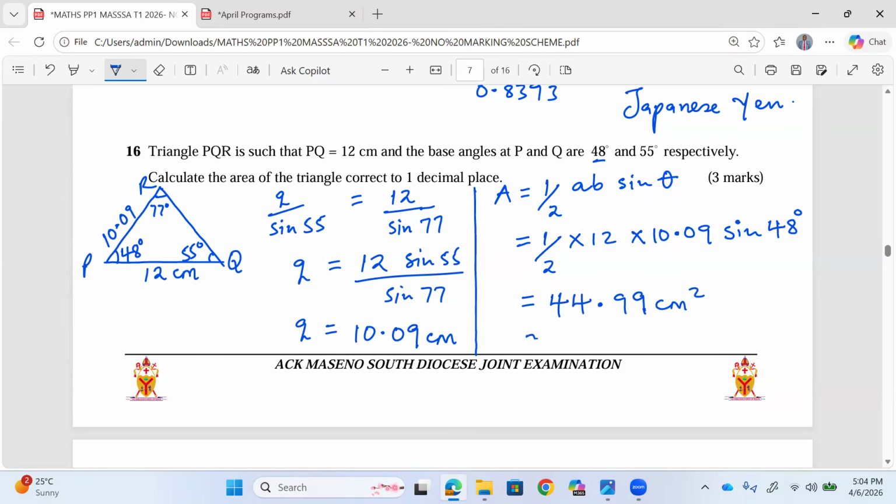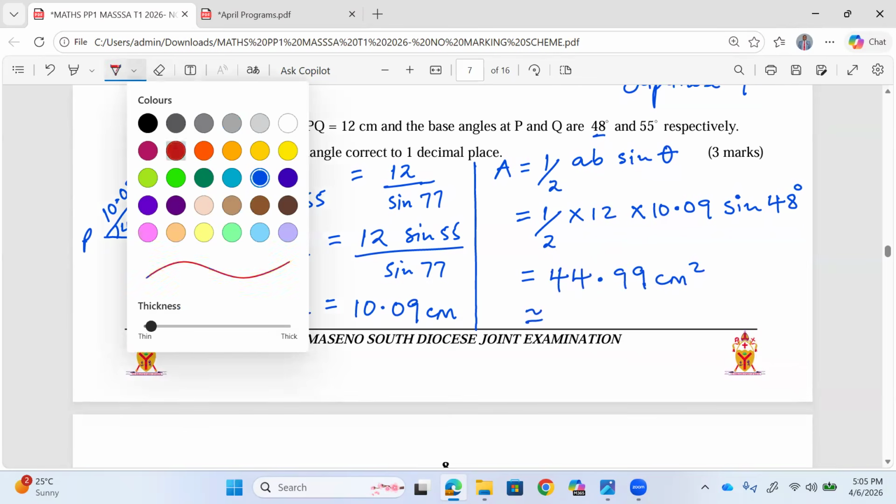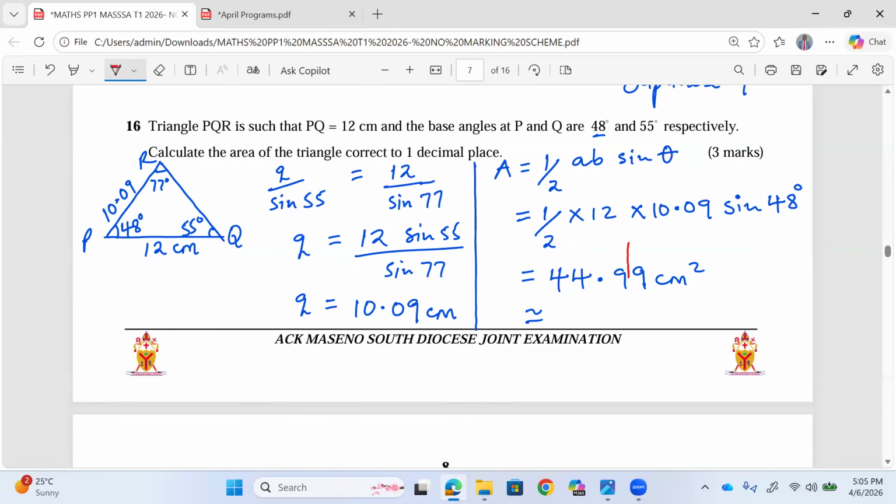That is 44.99 centimeters squared. But looking at the question closely, we are told to calculate the area correct to 1 decimal place. The value after 1 decimal place makes the 9 increase, so it becomes 45, and we remain with a 0 here. So 45.0. You must have the 0 so that you stick to the accuracy demanded here.